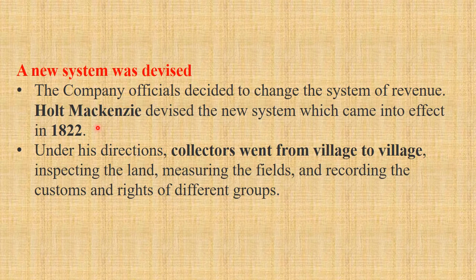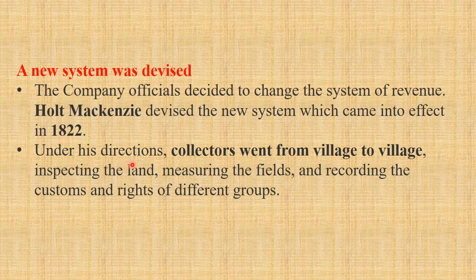Then a new system was devised. The company officials decided to change the system of revenue collection, the way they collected taxes. Holt Mackenzie devised a new system which came into effect in 1822. In which year, my dear children? 1822. Who introduced that new system? Holt Mackenzie.